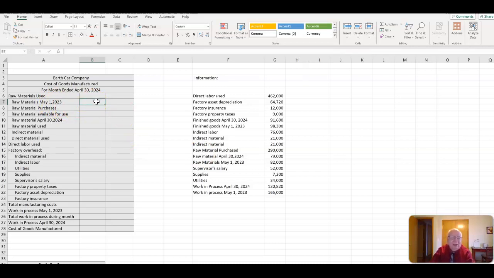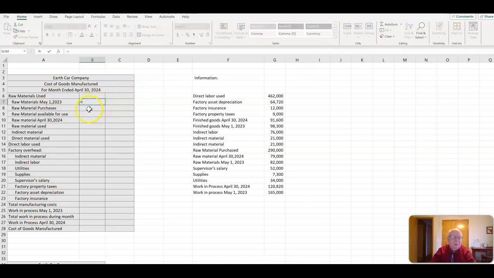manufacturing statement. Now here's where it also could be different. Some places, some companies will want the work in process beginning at the very top. I preferred it at the end because that's the company I was at, liked it at the end. So either way is fine. All you do is put the work in process like May 1st up here, and that number will go clear here over to the right.